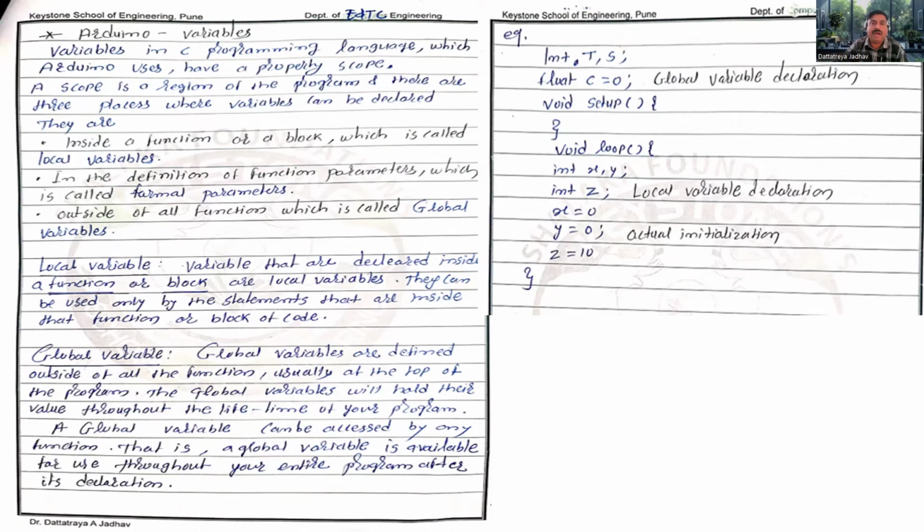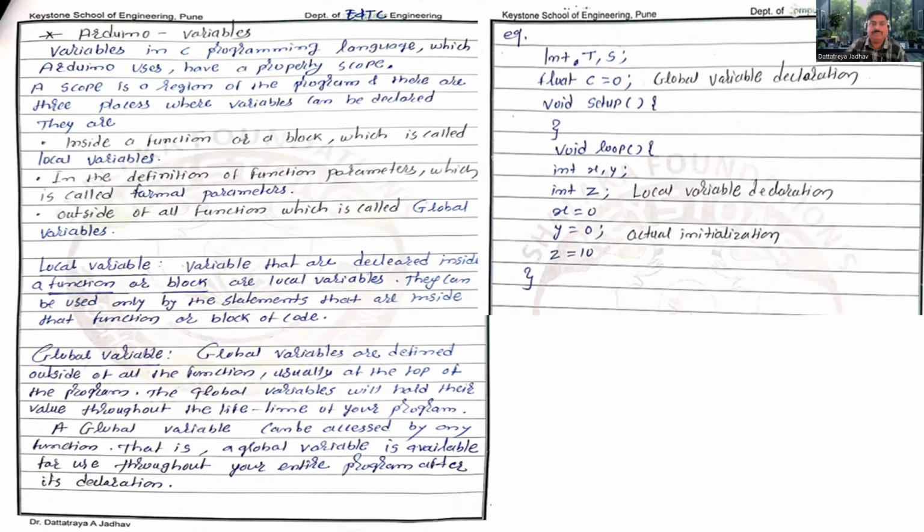Global variables are declared outside the function, and local variables are declared within the loop or within the function. Variables that are declared inside a function or a block are local variables. They can be used only by the statements that are inside that function or block of code, right?